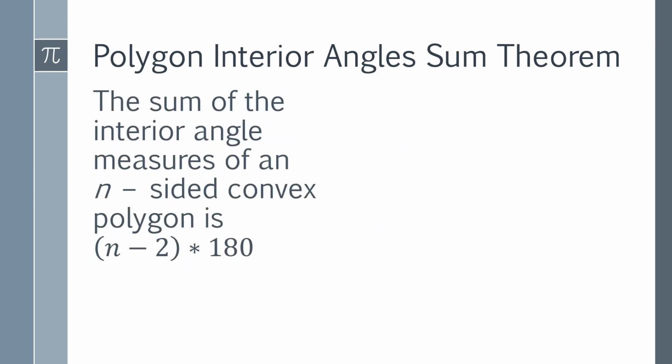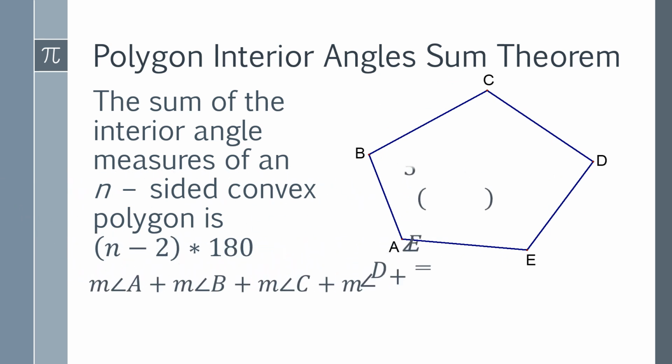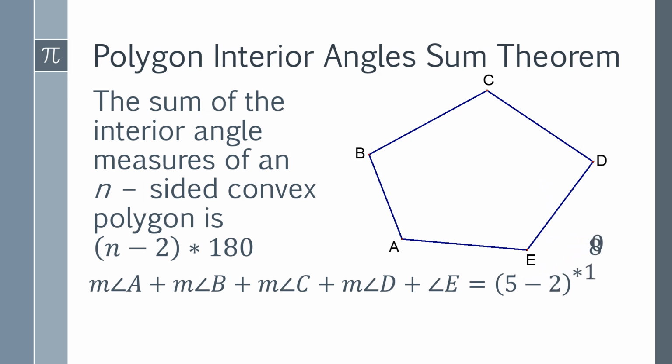so now we have the polygon interior angle sum theorem. So basically, what this theorem says is the sum of the interior angle measures of an n-sided convex polygon is n minus 2 times 180. So we would look at this pentagon and we would say the measure of angle A plus the measure of angle B plus the measure of angle C plus the measure of angle D plus the measure of angle E is equal to 5 minus 2 times 180, or 540.